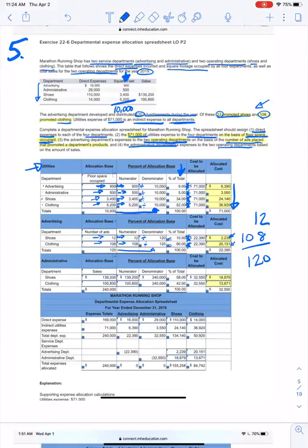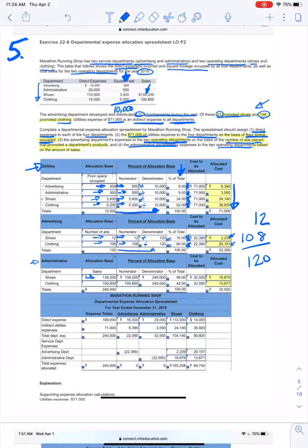Okay. Now, for the next section that we're going to look at, we're going to look at the administrative section. So for the administrative section, what I've got to do is figure out how I'm going to allocate this. And what we were told is that we want to allocate these based on the amount of sales. So what I'm going to do is go up to my table and see my sales numbers for each department.